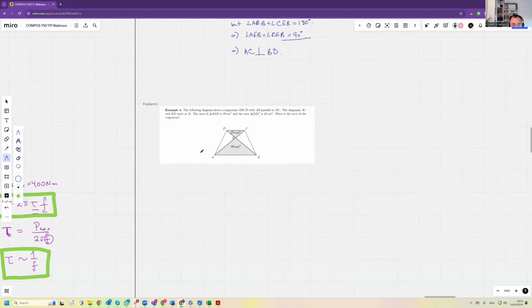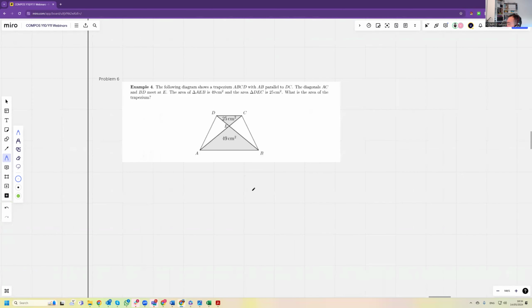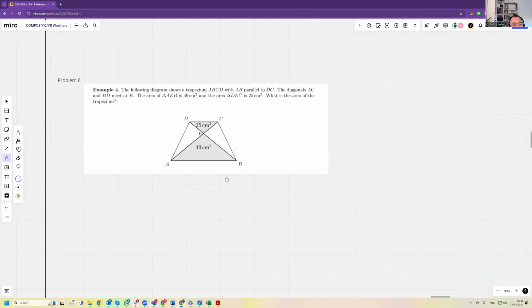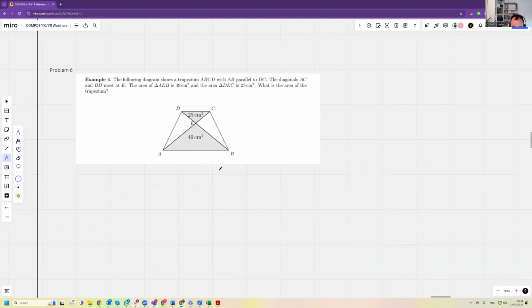All right, so let's move on. Now we're talking about similarity. So this is example 4. It is from the assignment, but I just wanted to go through it. The following diagram shows a trapezium ABCD, and AB is parallel to DC. The diagonals AC and BD meet at point E. The area of AEB is 49. The area of DEC is 25. What is the area of the trapezium?